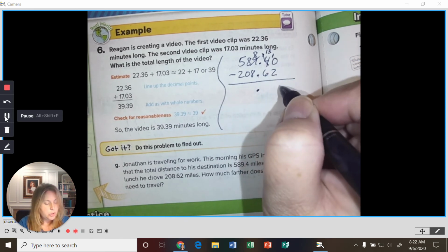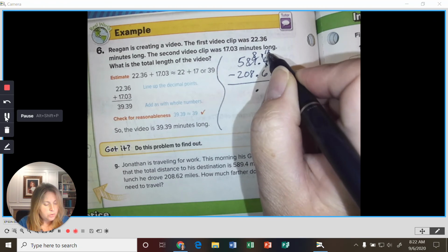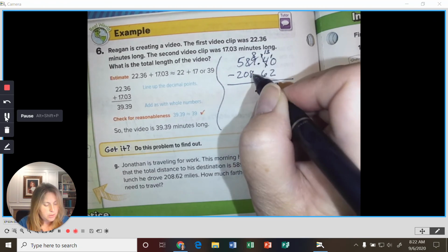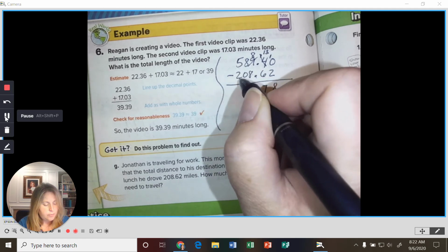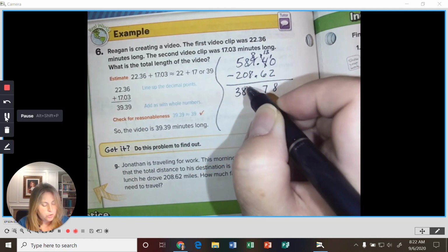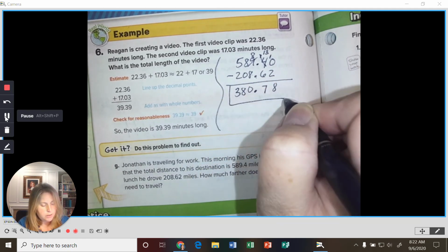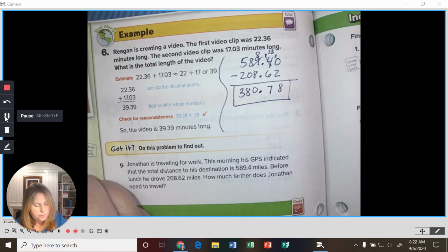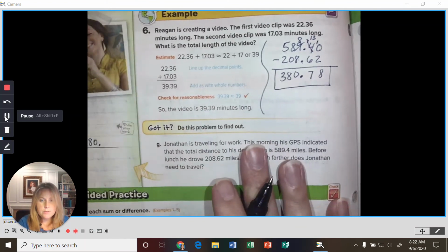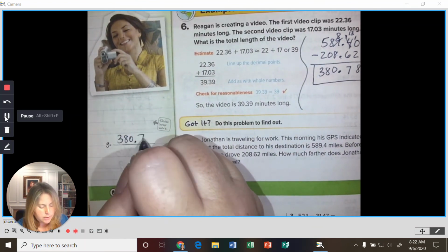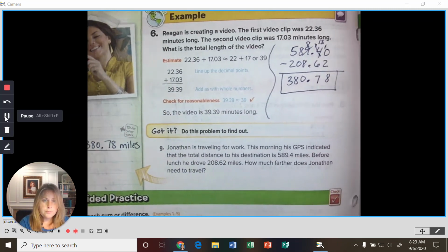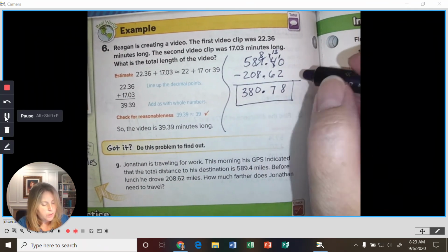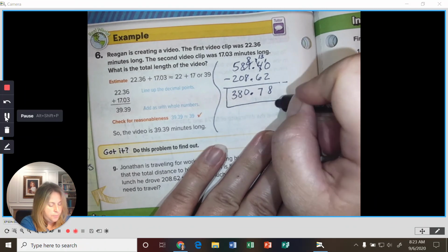So 10 minus 2 is 8. 13 minus 6 is 7. 8 minus 8 is 0. 8 minus 0 is 8. 5 minus 2 is 3. So 380.78 miles is how much he has left to drive. 380.78 miles. And I should have written our units here as well.